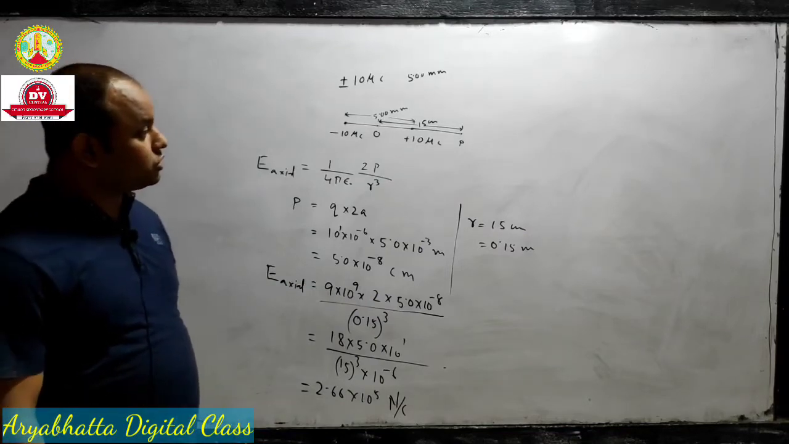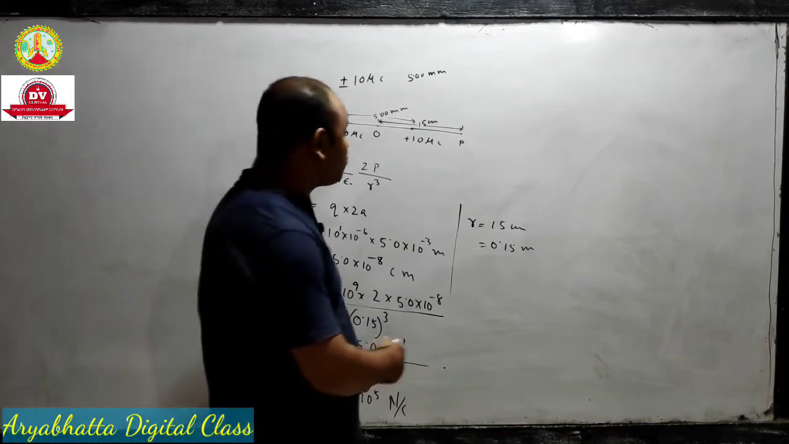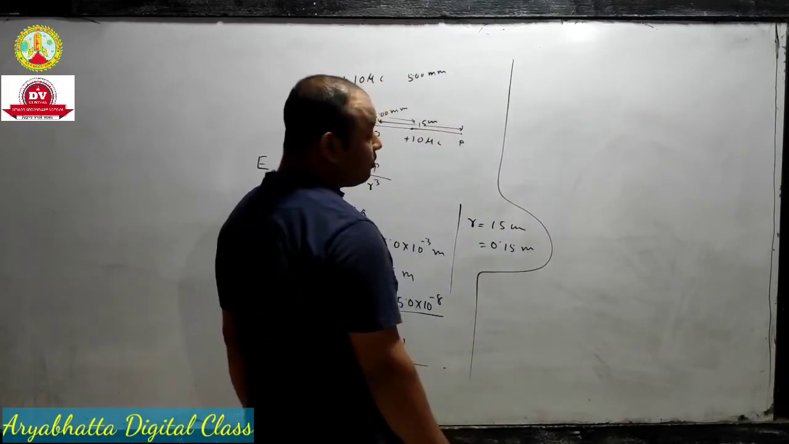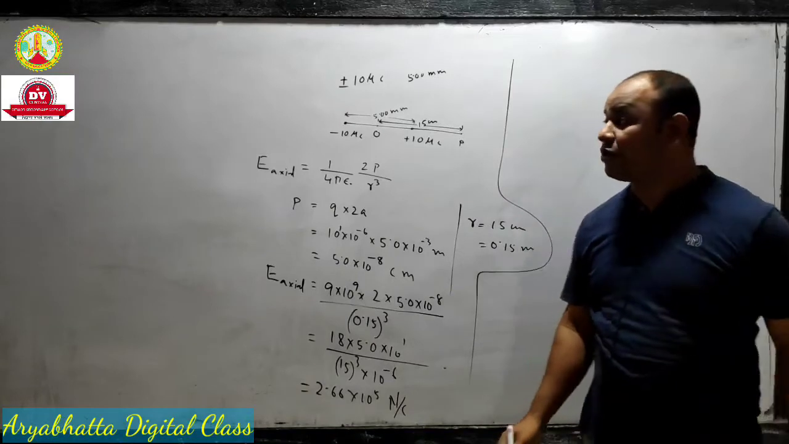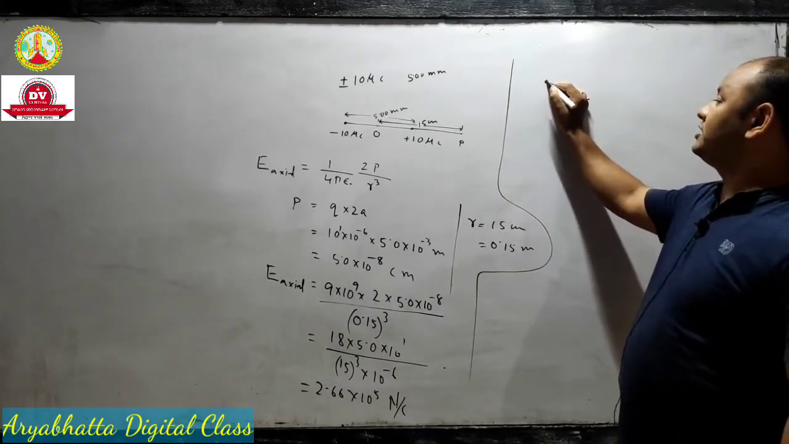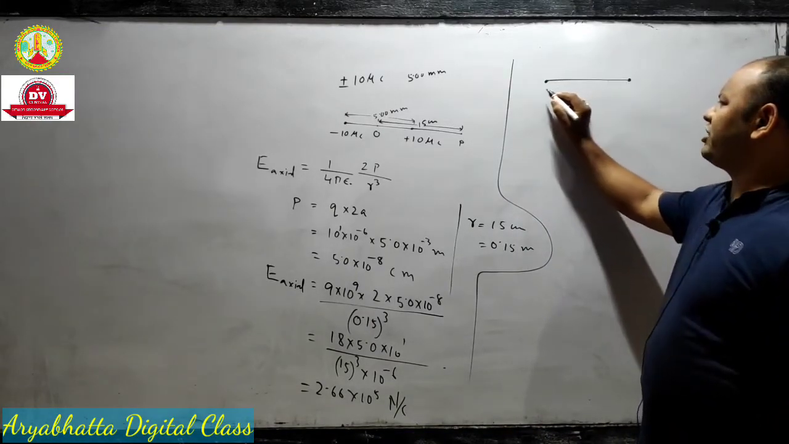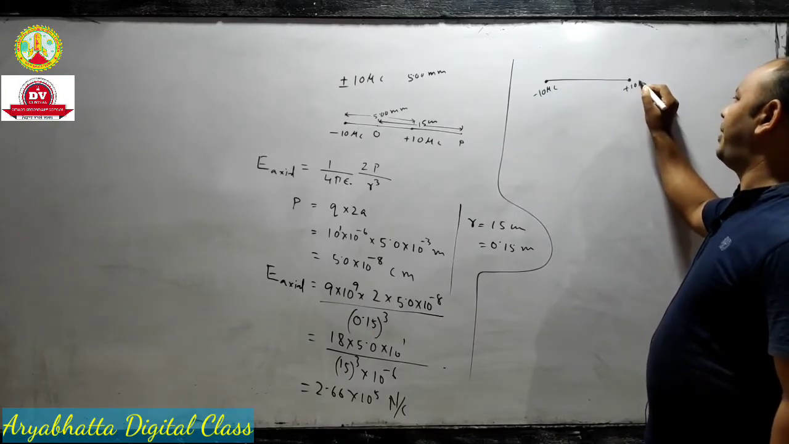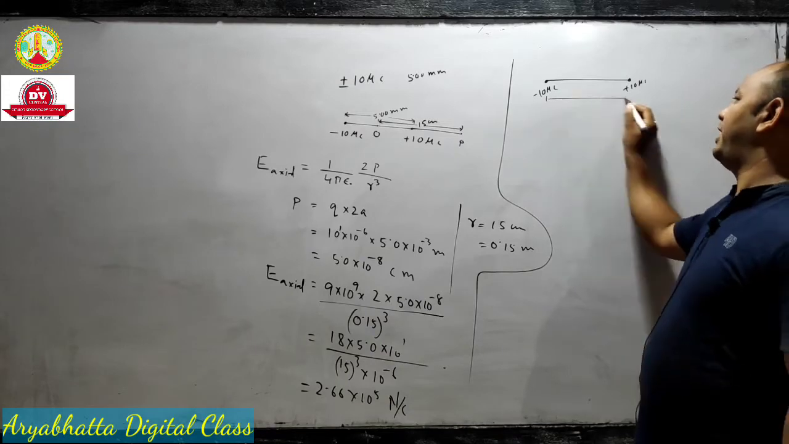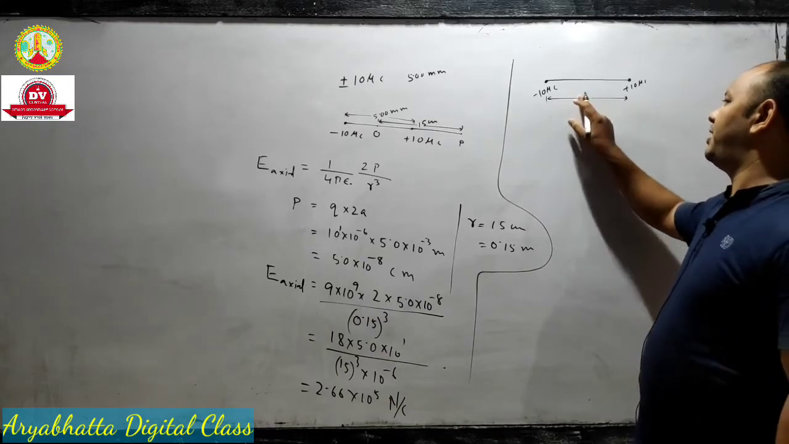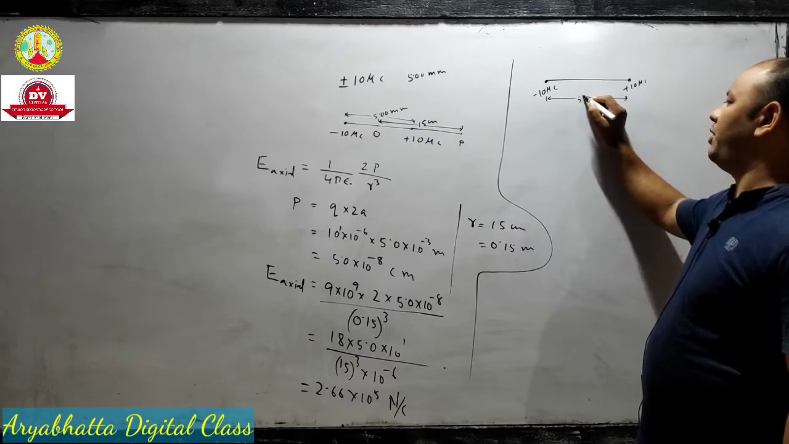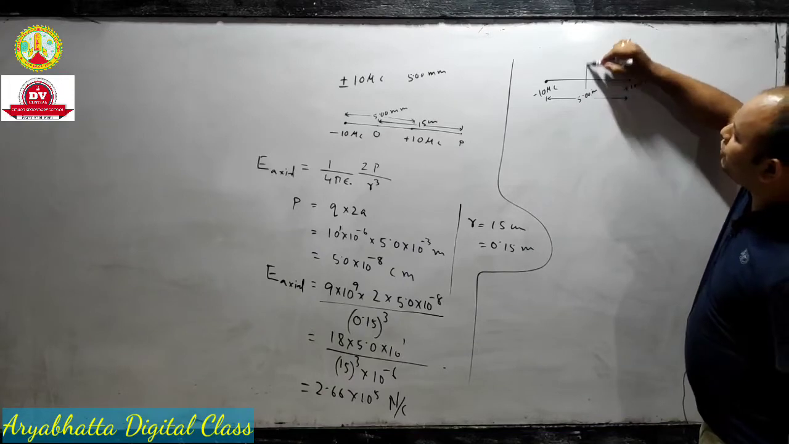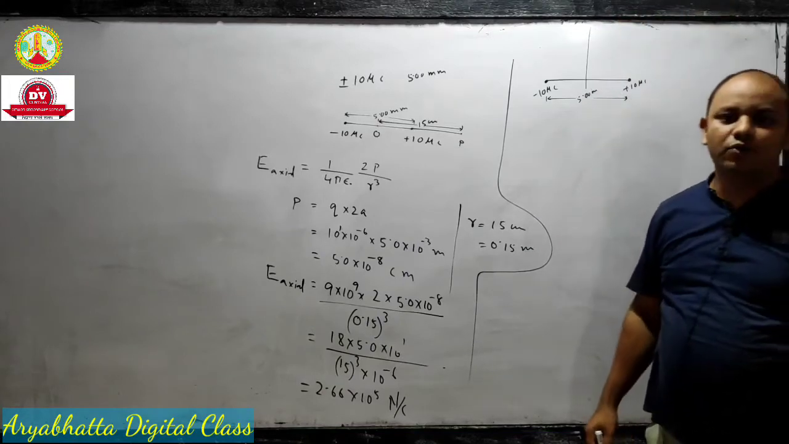In this question there is another part. We need to find the electric field on the equatorial point also, on any point on the equatorial line. Suppose this is our electric dipole, minus 10 microcoulomb and plus 10 microcoulomb, and they are separated by a distance of 5.00 millimeter. This is our equatorial line.